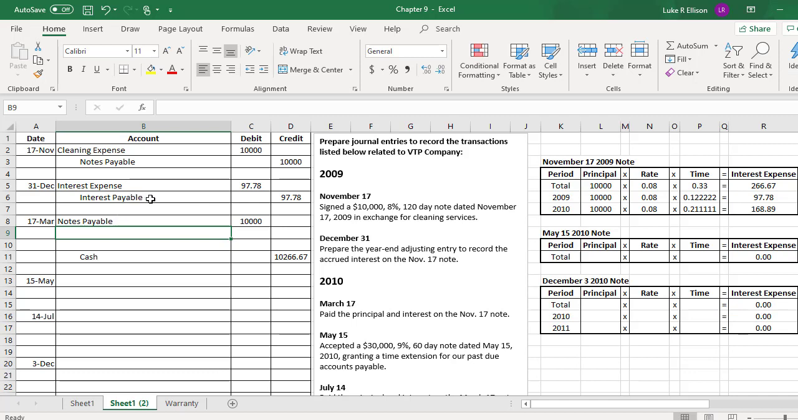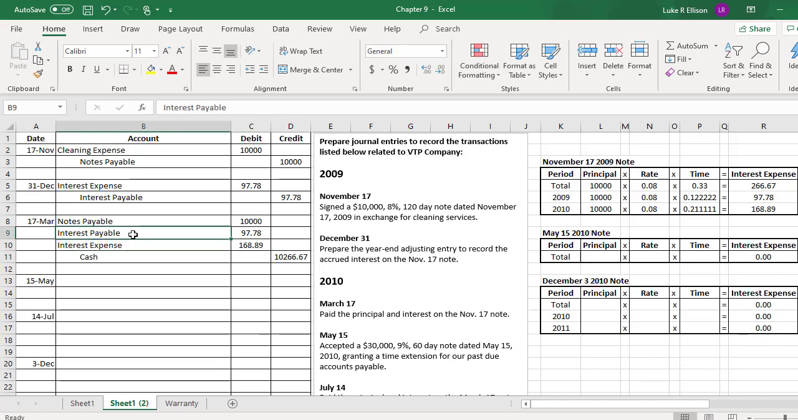Next, I have this interest payable, which is being paid out, is being included in this cash right here. So to close out our interest payable, we can debit that, again for the $97.78. And then finally, we have some additional interest expense to record for 2010, and that's $168.89. So we record interest expense for $168.89.